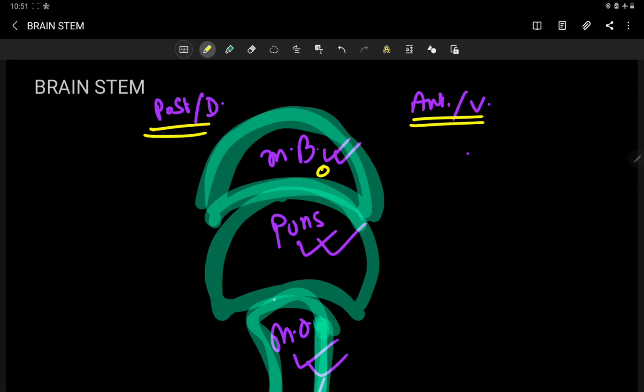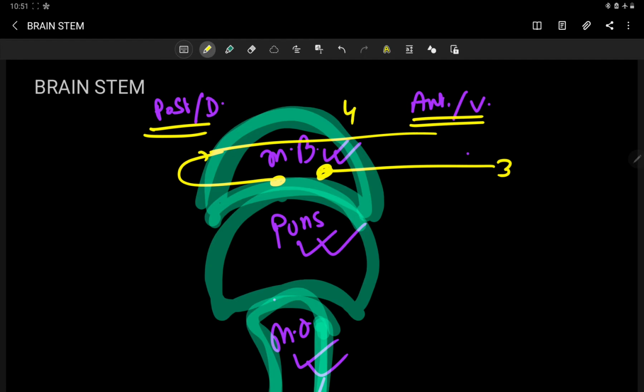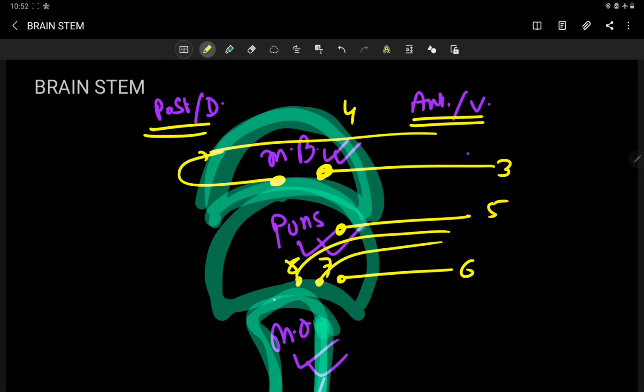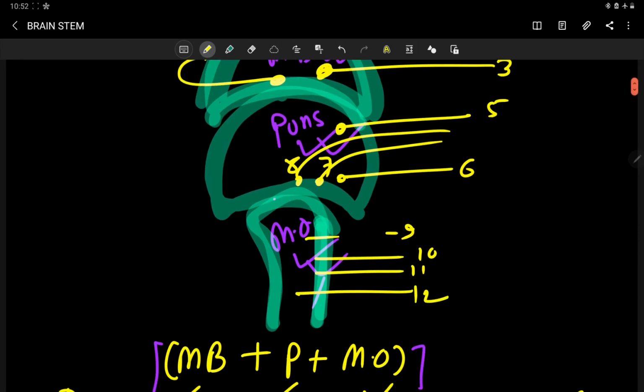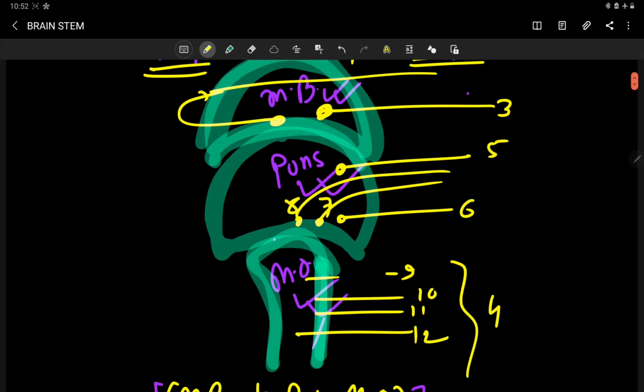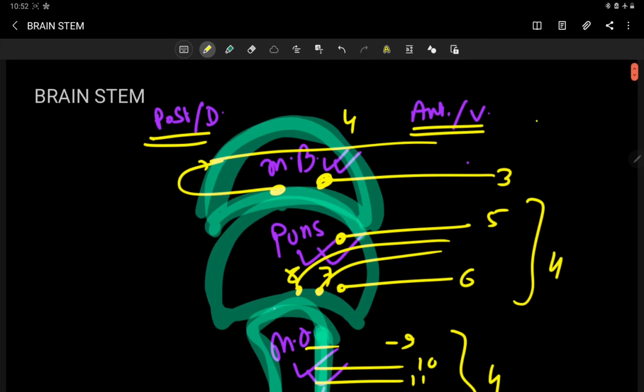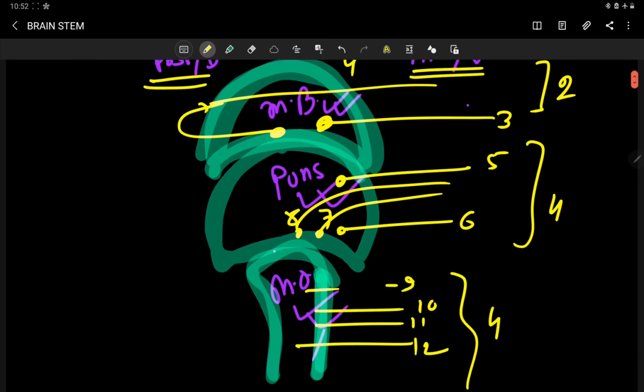posterior aspect. This is your third cranial nerve, and a little bit below is the fourth cranial nerve, which is emerging out from the dorsal aspect. Okay, pons 5, 6, 7, 8. This is just a schematic diagram. And from the medulla, here 9, 10, 11, 12. So 4, 4 and 2. This is the basic schema.